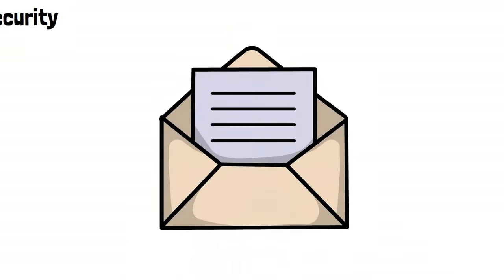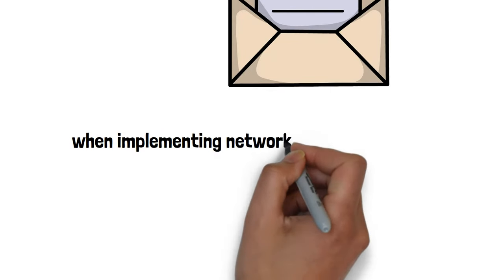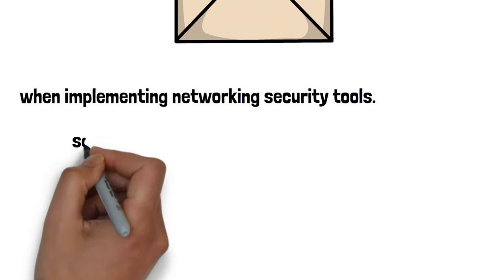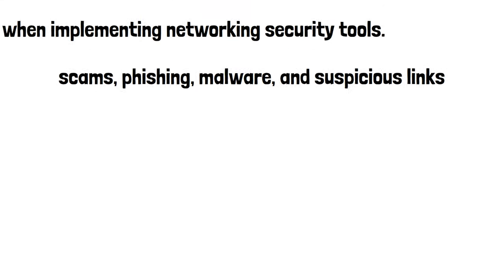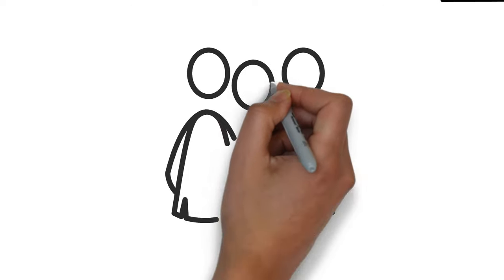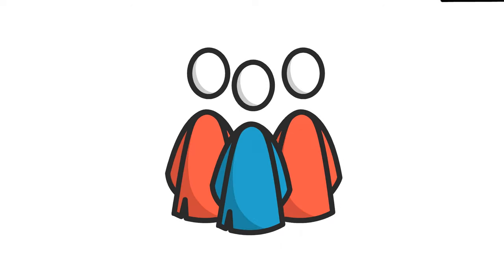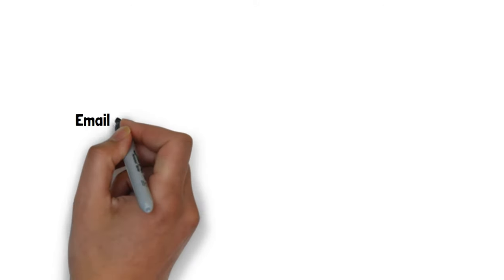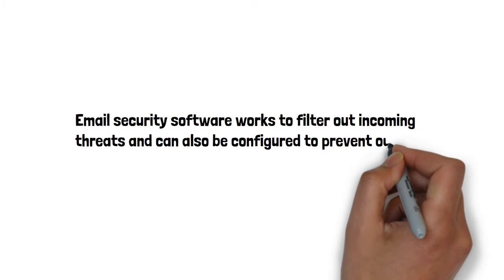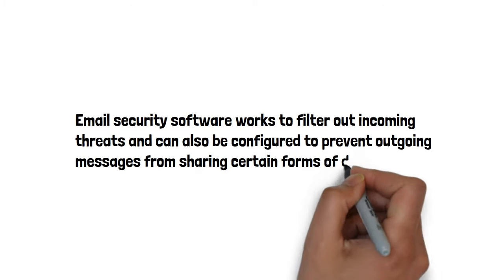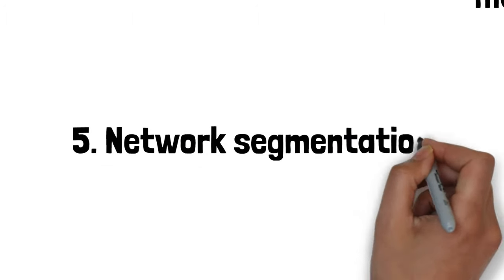Number 4 is mail security. Email is an especially important factor to consider when implementing networking security tools. Numerous threat vectors, like scams, phishing, malware, and suspicious links, can be attached to or incorporated into emails. Because so many of these threats will often use elements of personal information in order to appear more convincing, it is important to ensure an organization's employees undergo sufficient security awareness training to detect when an email is suspicious. Email security software works to filter out incoming threats and can also be configured to prevent outgoing messages from sharing certain forms of data.